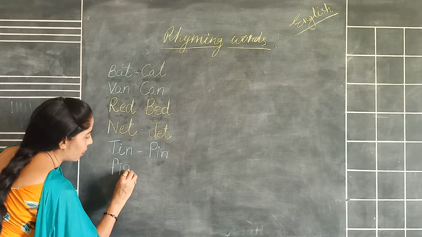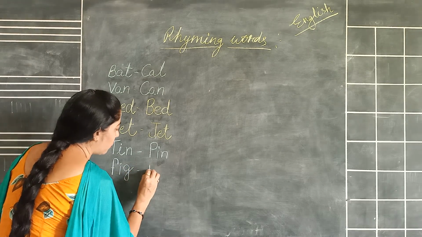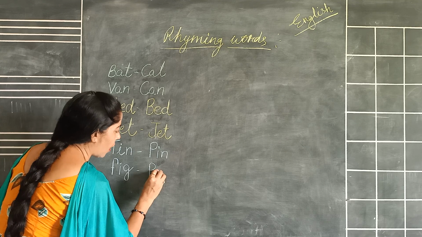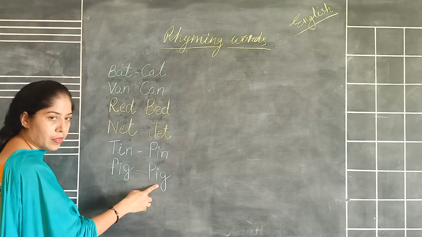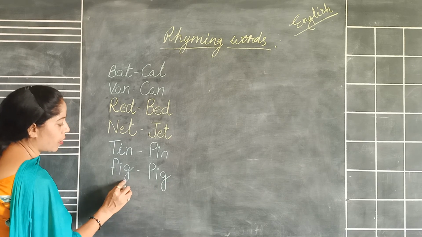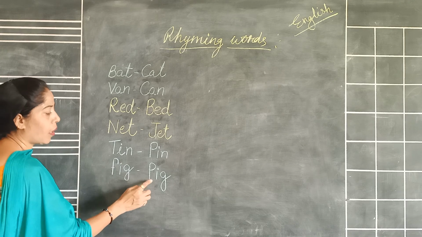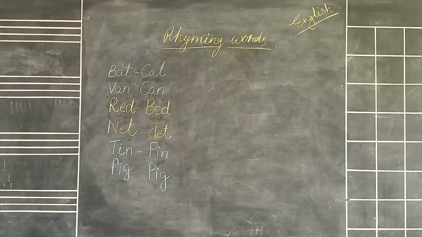F I G, fig. And P I G, pig. Ending sound is the same. Fig, pig. These are rhyming words. Okay. Now see on the other side one more example.